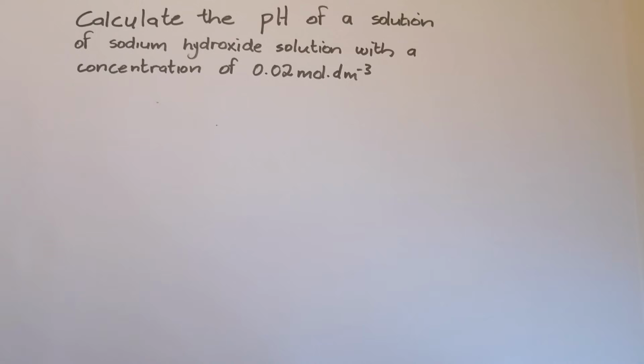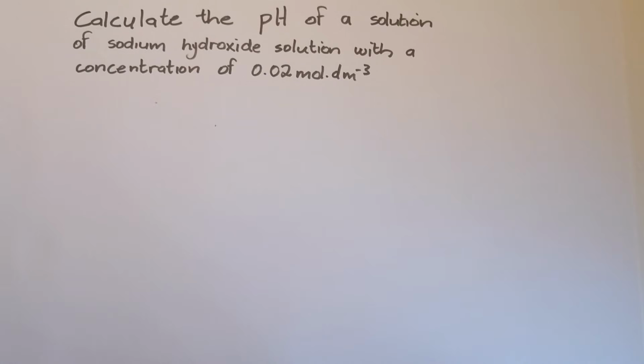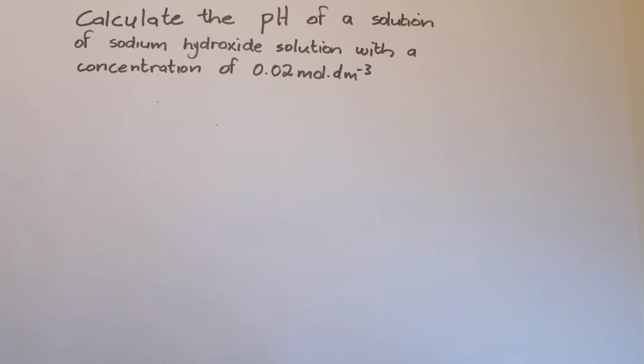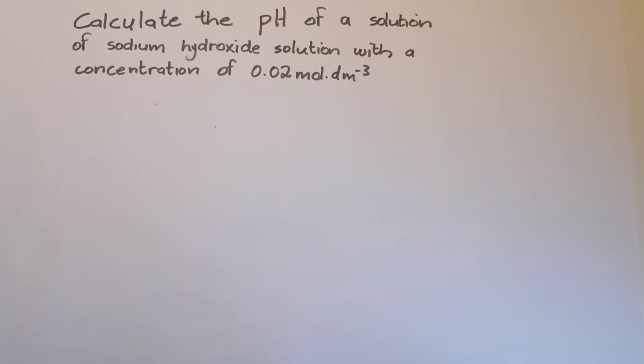Calculate the pH of a solution of sodium hydroxide with a concentration of 0.02 moles. I see I repeated solution there twice, but I'm sure you understand, right? So we want to calculate the pH. Now, first of all, what are we going to do? We want to know, how does sodium hydroxide dissociate?